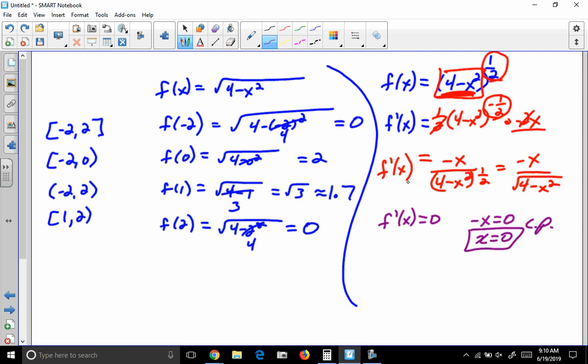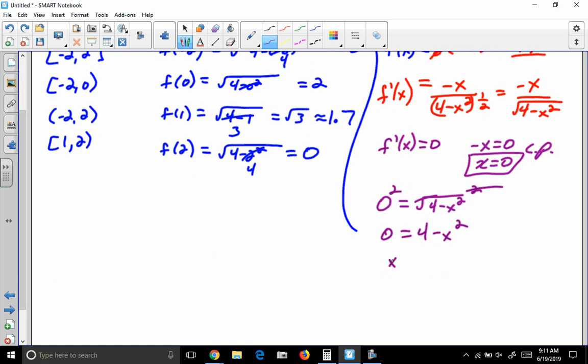Our derivative is going to be undefined anytime the denominator is 0. So if we set the denominator equal to 0, square both sides, we get 0 equals 4 minus x squared. We can move the x squared over and take the square root of both sides. If we take the square root of both sides, we include plus or minus. So those are also critical points.